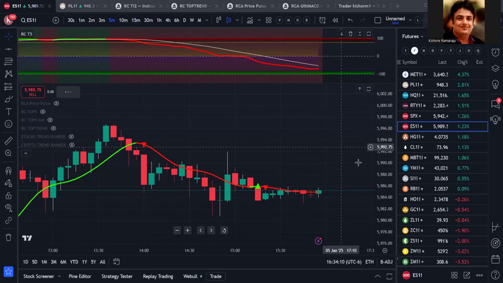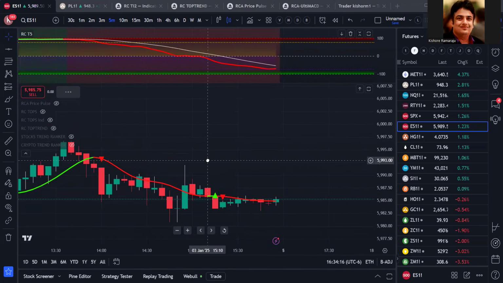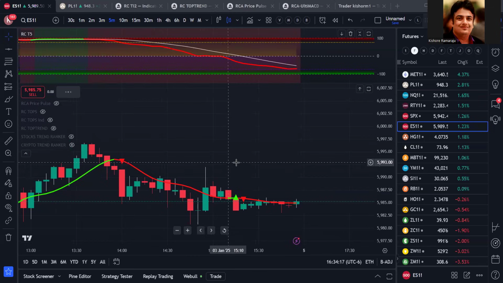Later, I'll also try to do a demo with the strategy. The volume will be a little less now, but if volume is good, we can also do a live demo.